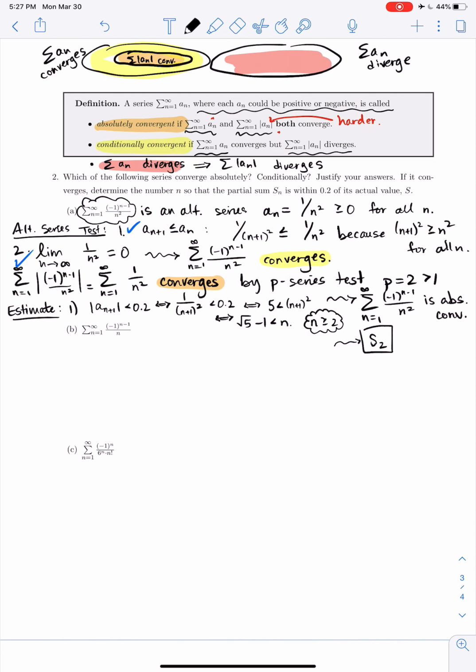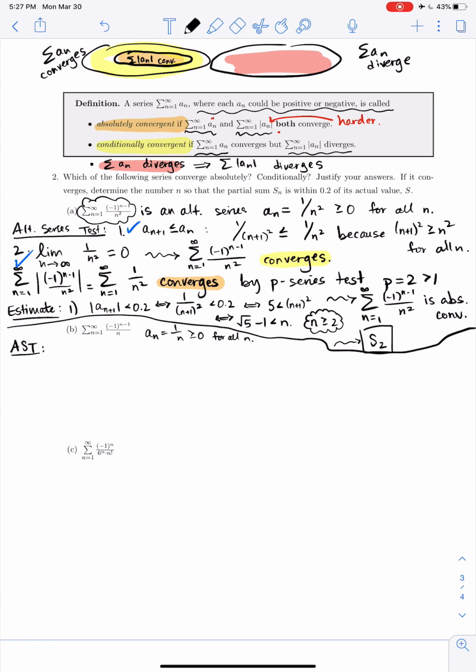Okay, let's do that again. So we have another series. It's an alternating series. What's its base sequence? What is the part of it that is not negative? That would be 1 over n. And that's always bigger than or equal to 0, regardless of n. So that verifies that it's an alternating series, so we can use the alternating series test. I'm going to abbreviate that by AST.